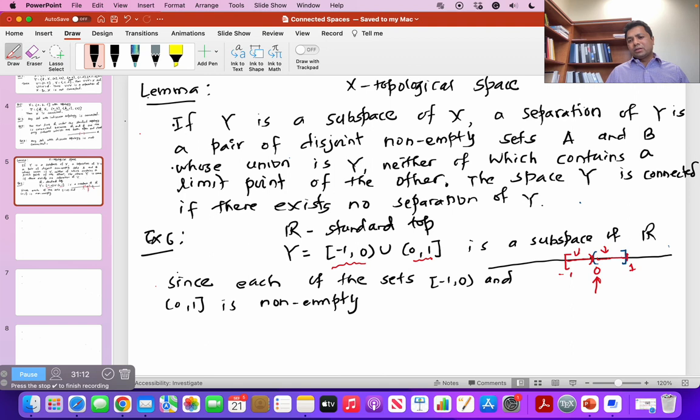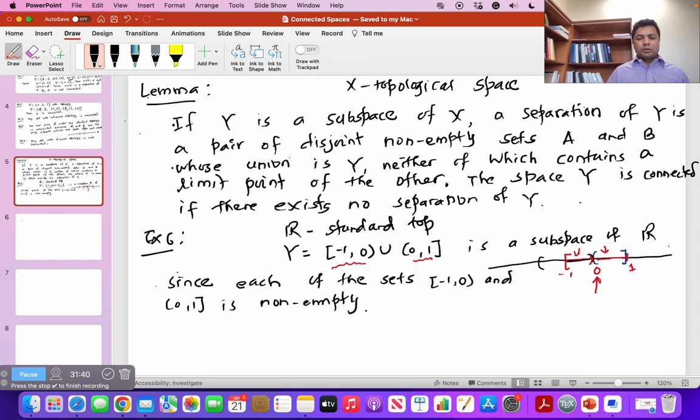They are open because in the subspace topology, a subset of Y is open if you take the intersection of Y with an open set in R, and it has to be that set. So obviously this one is open, because if we take the intersection of Y with this interval, we get this part. So this interval is open, that's why it's open. Each one is open in Y, but they are not open in R.